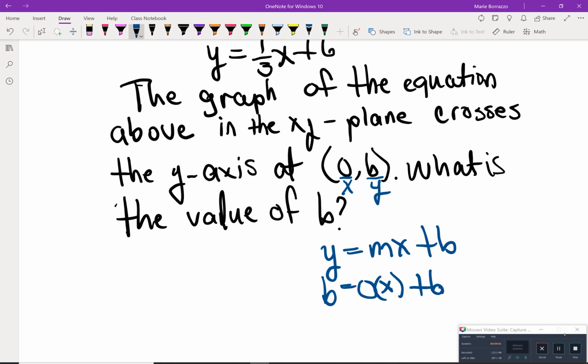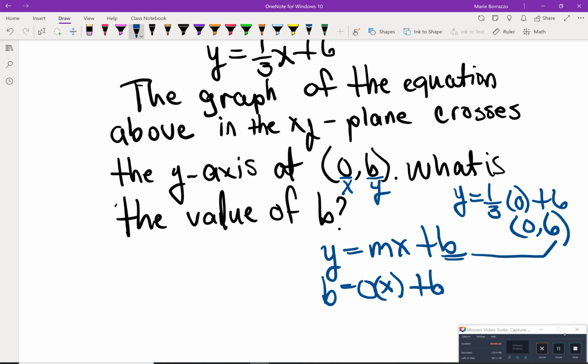Now here's the thing, instead of b, you know that the intercept in any equation is when x is 0. So if you go back to the original equation, you know that y equals 1/3 times 0 plus 6 means that y is 6, which gives you the intercept (0, 6). And this is what this equates to, by the way.